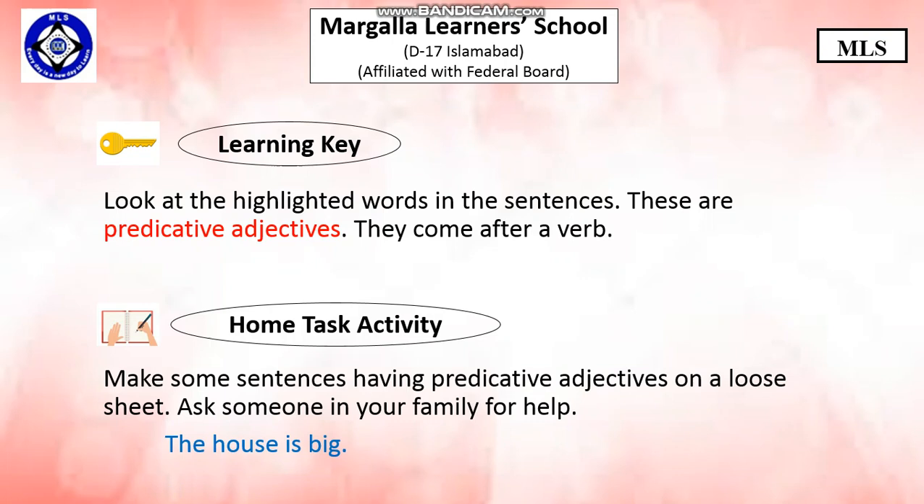I have made one sentence for you, which is the house is big. Here, house is a noun and big is an adjective. It is describing the noun house and it is coming after the verb is. Similarly, make 5 more sentences on a loose sheet.